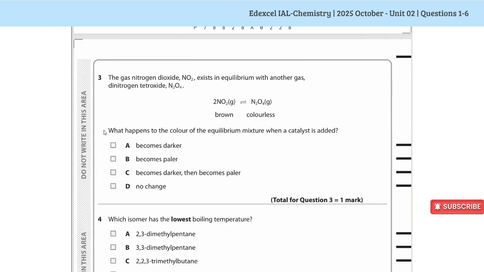Becomes darker, becomes paler, becomes darker then becomes paler. So all these are because of changes to the composition. But in this case, the equilibrium composition does not change by adding a catalyst. Therefore, the answer is none of the above changes, or no change.